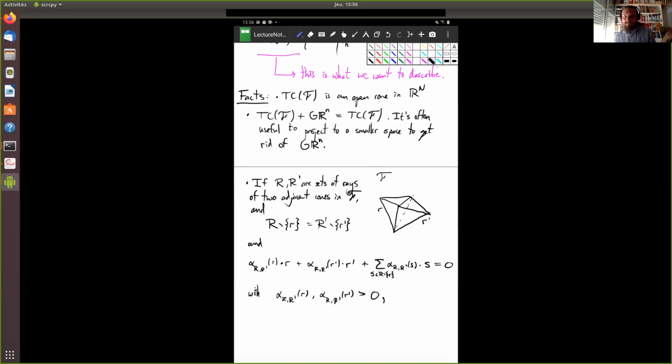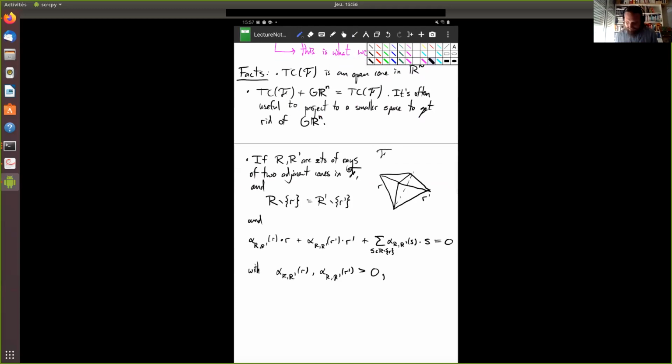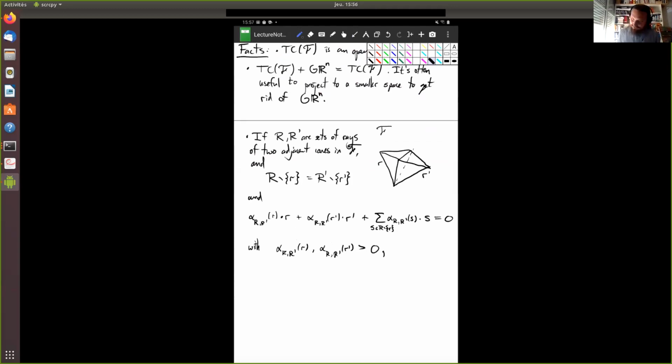You have two adjacent cones. They differ by two different rays. The whole set of rays has a linear dependency, a unique one. You just write it down, you look at the coefficients, you normalize it so that some of them are positive. And then this defines a wall in the type cone.